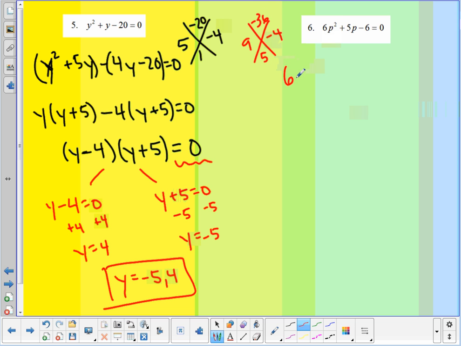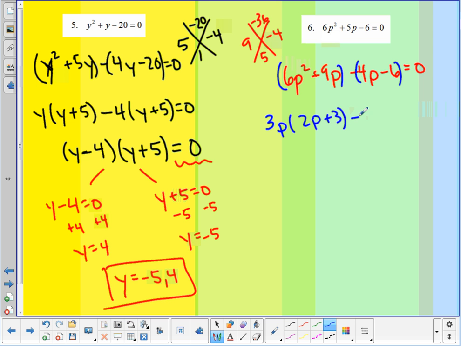So split those apart. 6p squared plus 9p minus 4p minus 6 is 0. And then I'm going to group those. From this first group, I can take out a 3p, which leaves me with 2p plus 3. From the second group, I can take out a negative 2, which leaves me with positive 2p plus 3. So my two factors are 3p minus 2 and 2p plus 3.